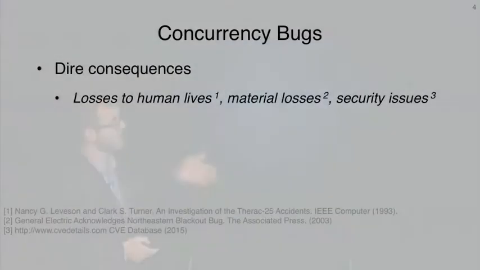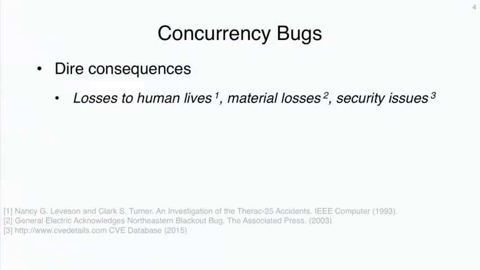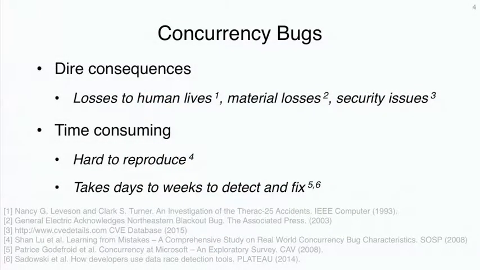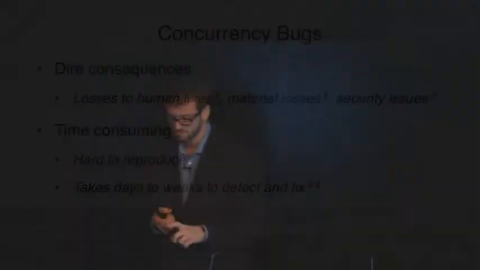And it's great if you can write correct concurrent software, right? Your code will run faster on parallel hardware than if it were just sequential. But it's tricky to write correct concurrent software. And developers make mistakes such as data races, atomicity violations, and deadlocks when writing such code. And these are concurrency bugs, essentially. And these bugs have caused losses to human lives, material losses, security vulnerabilities. And not just that, but they're also known to be time-consuming when compared to other types of bugs, in that it's harder to reproduce them, and it may take days or even up to weeks to properly craft a fix for such bugs.